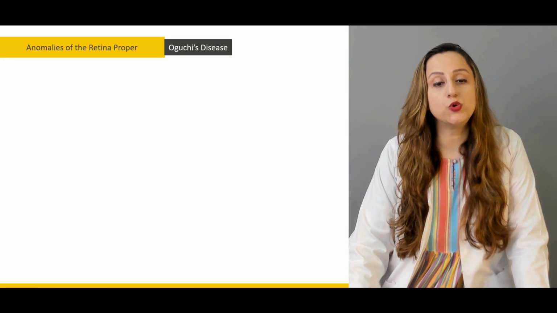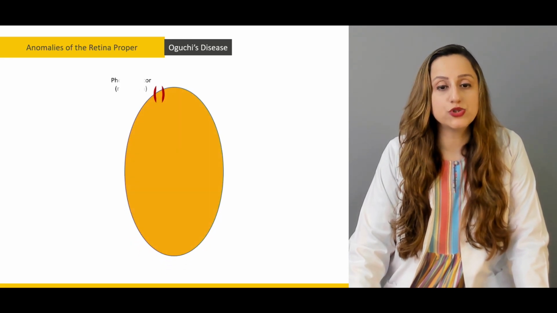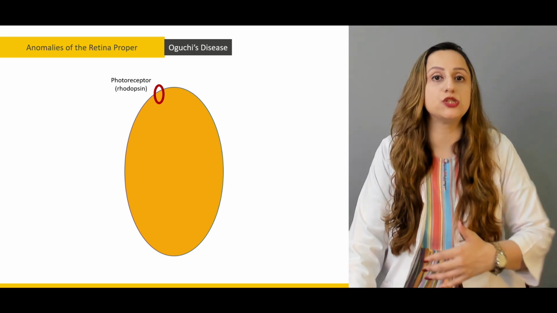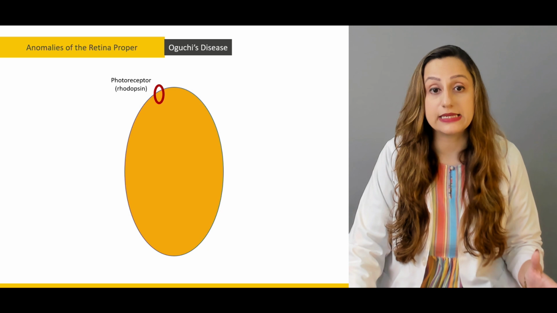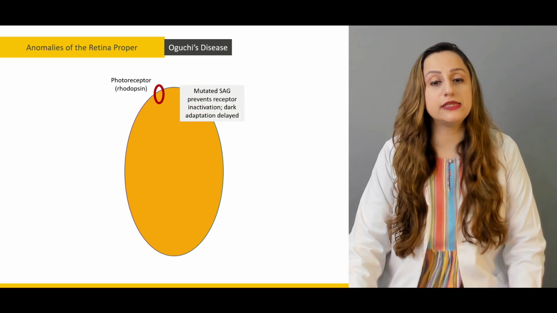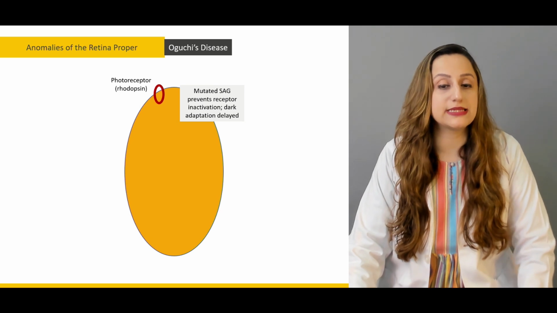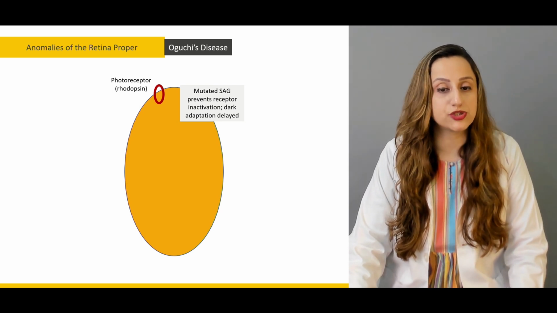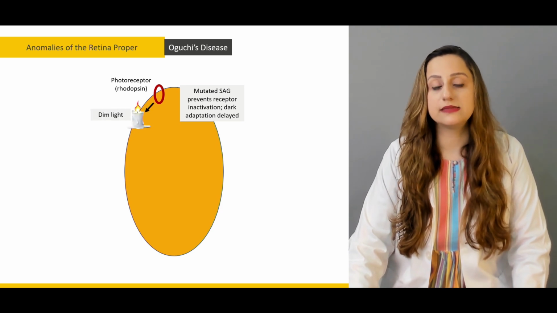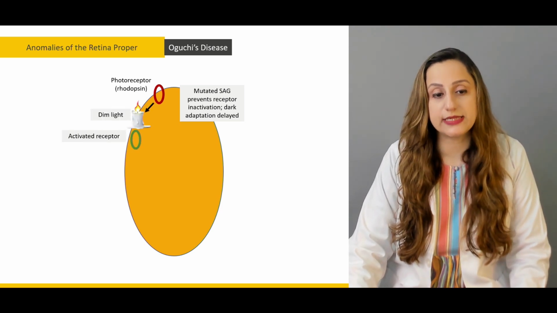Then we have the Oguchi's disease. Again, these individuals are suffering from night blindness, with the photoreceptor rhodopsin and the mutated SAG. It basically prevents the receptor inactivation. The dark adaptation is delayed in these individuals, and the dim light is not perceived quite accurately.